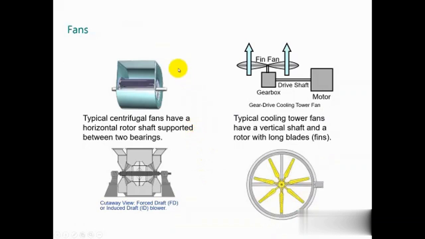The fans. The function of the fan is to increase the pressure of the air, not like compressors with high pressure. This is a very small delta pressure, but the flow of air or gases is big. We have two types of fans in the industry. In this case, a horizontal fan with two supports, and another fan is overhung, or these special fans, called fin fans, for a cooling tower.